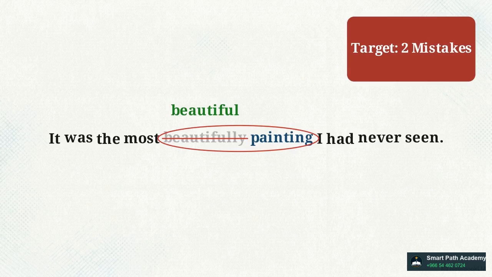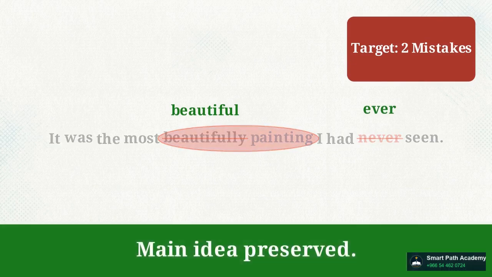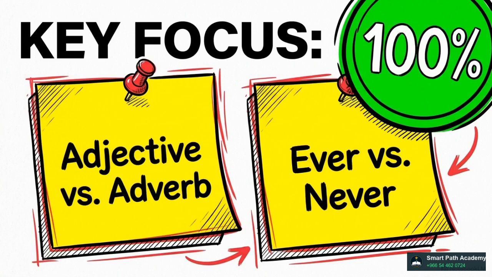Now, look at this example asking us to fix exactly two mistakes. A painting is a noun, requiring the adjective beautiful, not beautifully. Next, never breaks the logic. We swap it to ever. We fixed two words, and the meaning remained the same. By focusing on how words function, specifically modifiers and negatives, you can easily make precise edits that earn full marks.